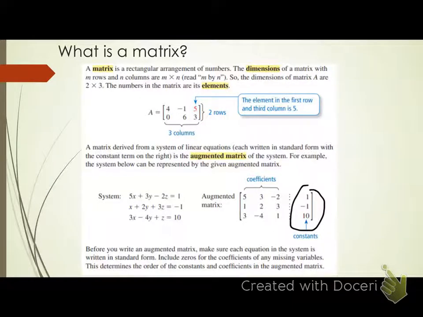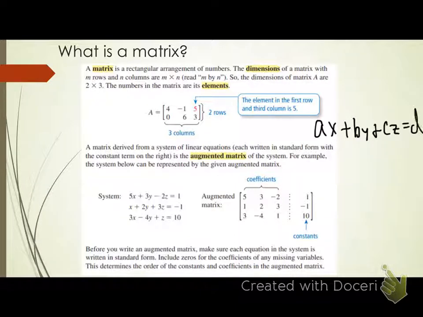And notice the little statement at the bottom. It says, before you write an augmented matrix, make sure each equation in the system is written in standard form. Include zeros for the coefficients of any missing variables. This determines the order of the constants and coefficients in the augmented matrix. So I believe it was yesterday we talked about standard form. Ax plus By plus Cz equals D. All my variables are on the left side of the equation. All my constants are on the right hand side. So that's what it means by standard form.